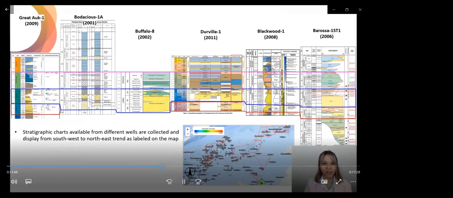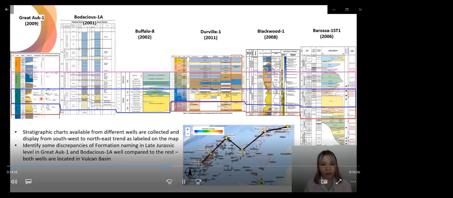So over here we have some stratigraphic charts from Great Owl 1 well, followed by Bodacious 1A up to Barossa 1 sidetrack 1 well. After performing a well correlation from southwest to northeast and then start analyzing, we try to capture any discrepancies of formation naming. And it turns out there is. When you look closely at the late Jurassic level, you'll notice that there are some discrepancies in formation naming in Great Owl 1 and Bodacious 1A wells compared to the rest.